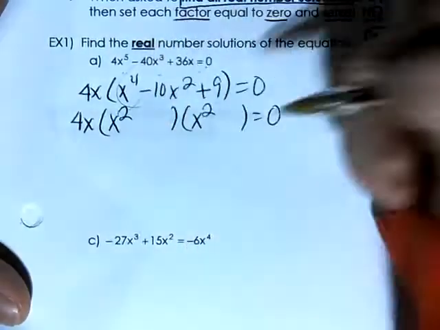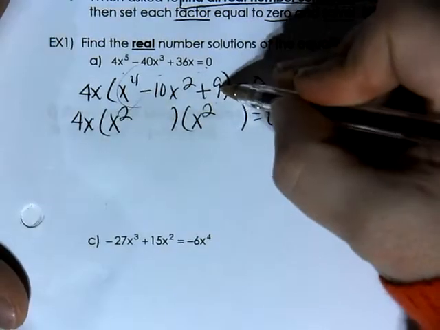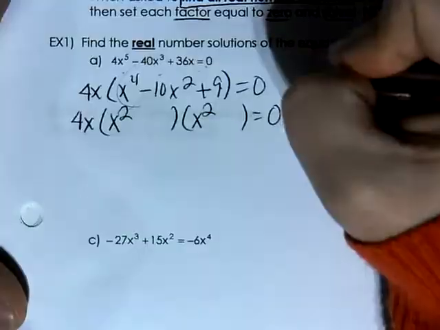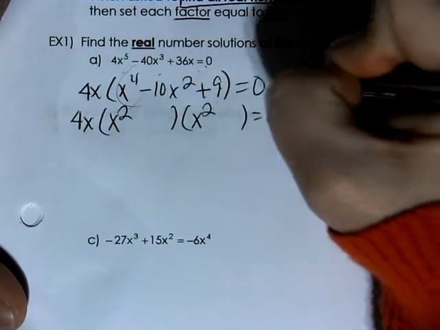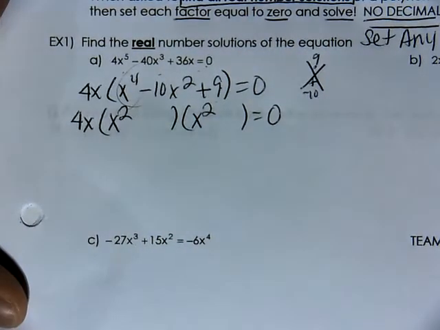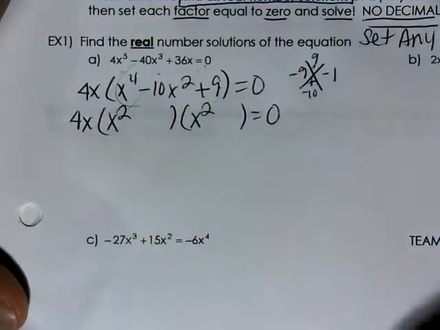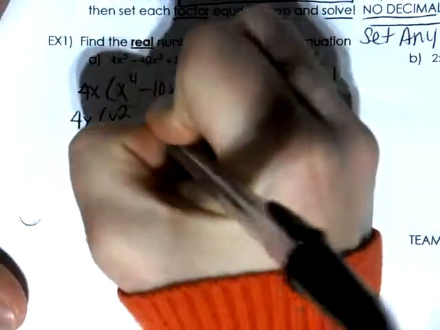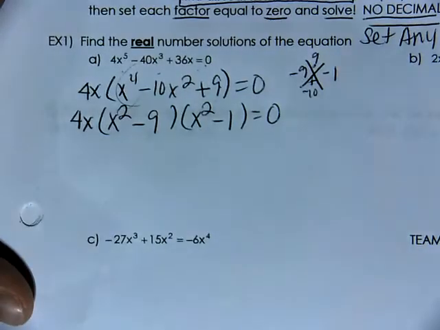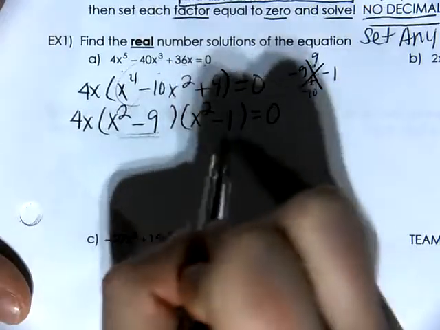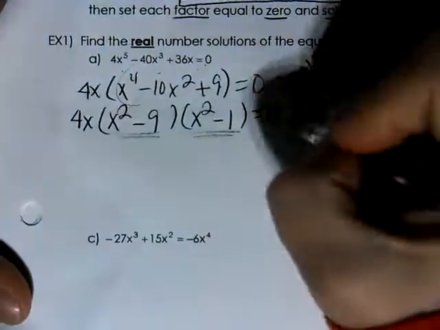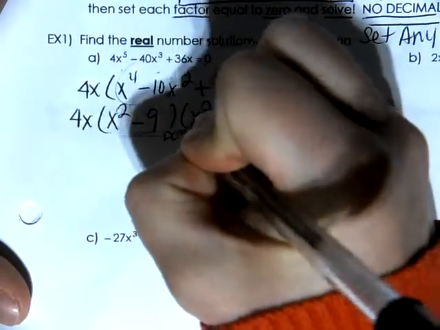And I'm going to split apart the x to the 4th into an x squared and an x squared. And I'm going to ask myself, what two numbers multiply together to equal positive 9, but together add to equal negative 10? And what you should end up with is negative 9 and negative 1. So I'm going to write x squared minus 9 and x squared minus 1. And what we have here is x squared minus 9 and x squared minus 1, which both are differences of two squares, which means that we can continue factoring even more.